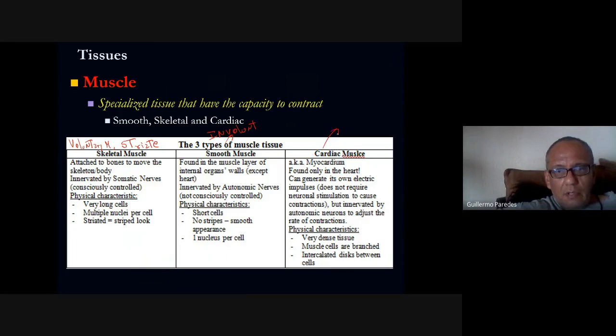And the cardiac muscle is just like that. It's actually involuntary too. Can you stop your heart? No, right? It's involuntary, so you cannot do that. It's going to work automatically.